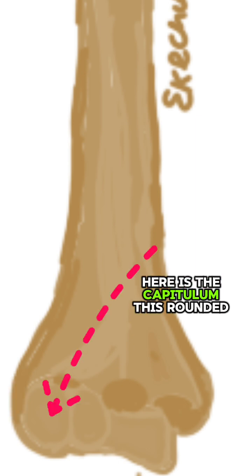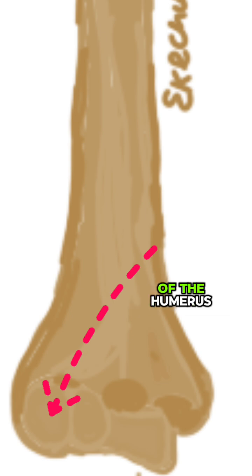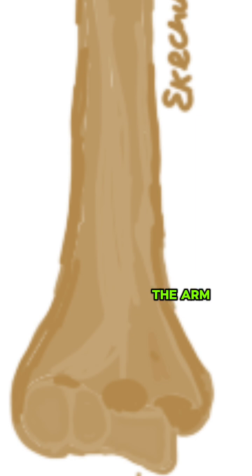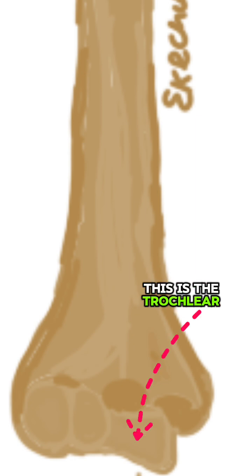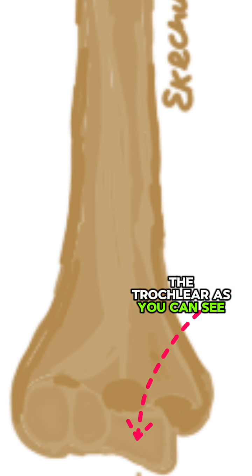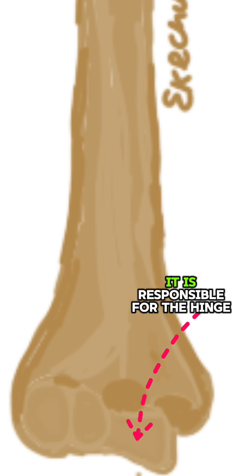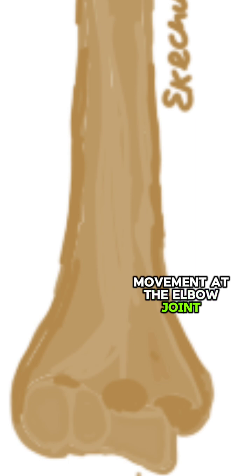Here is the capitulum, this rounded lateral articular surface here. It articulates with the head of the radius, allowing flexion and rotation of the arm. This is the trochlea. The trochlea, as you can see, is on the medial articular surface. It articulates with the trochlear notch of the ulna. It is responsible for the hinge movement at the elbow joint.